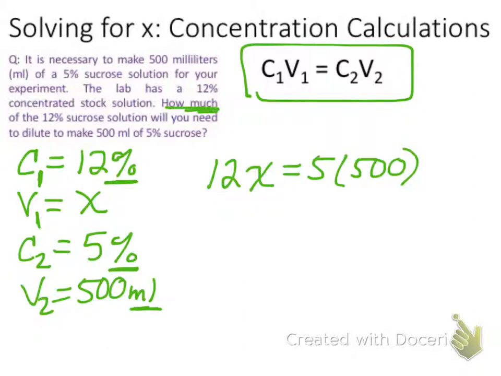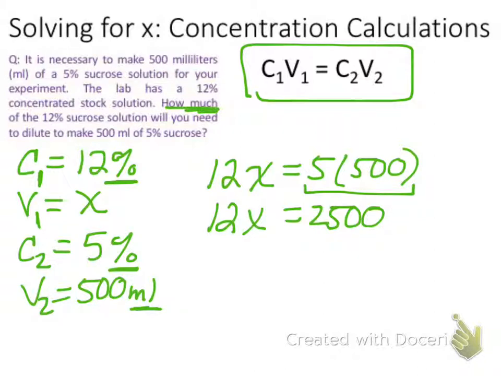Now really all we're left with is a simple algebra problem where we're solving for X. The first thing that I like to do is to make sure that all the numbers have had their operations performed, so we've simplified this as much as possible. So 5 times 500 is 2500, and I just rewrite the 12x. The next thing we need to do is isolate x. You always want to isolate x. So in order to do that, we need to divide both sides by 12. If you perform an operation on one side, you need to perform the same operation on the other side of the equation.